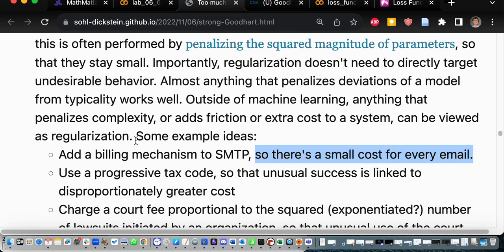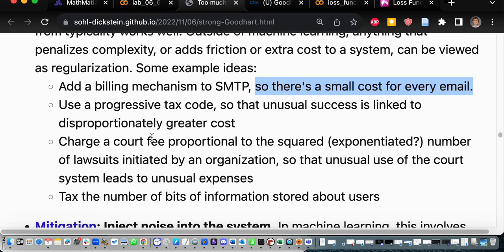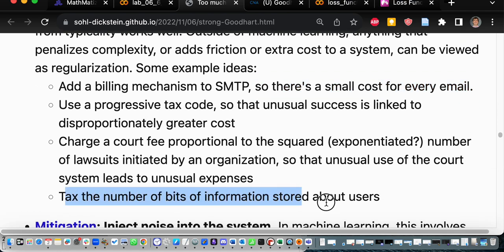Okay, so yeah, other examples. Tax the number of bits of information stored about users. Companies store so much information about you that they don't actually need. One way you can do it, you can say, every time you store a kilobyte of information, you have to pay 1 cent, right? So then they're really going to be like, well, in that case, I only need to store the things I actually need.